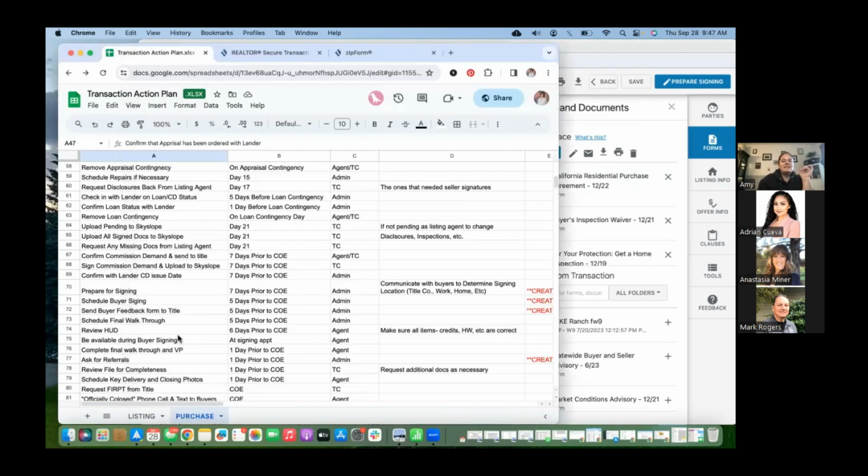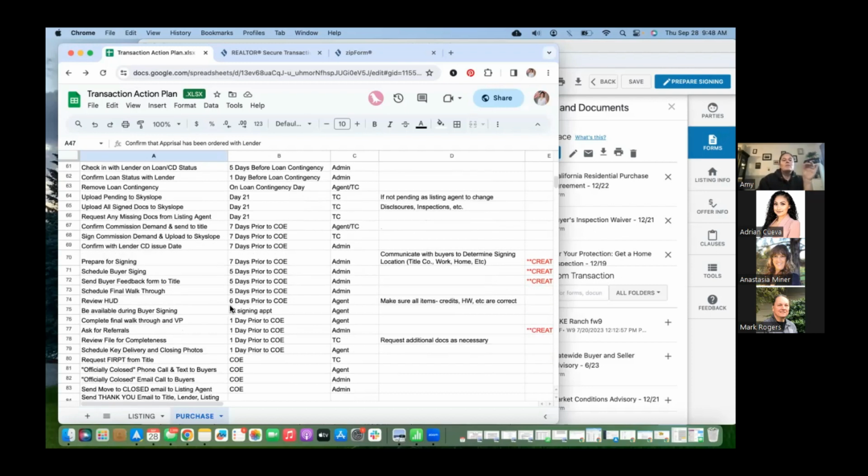We're going to schedule that final walkthrough somewhere in that 1 to 5 day period. I like to do it as close to the close of escrow as possible, but with time still to be able to fix issues if they arise. So usually like the day before the close of escrow, we do that. Or oftentimes like buyers are signing on this day, they've already taken time off work or have time available. So we usually like do the signing and then go do the final walkthrough. That also works as well. So schedule buyer signing, send buyer feedback form, schedule final walkthrough.